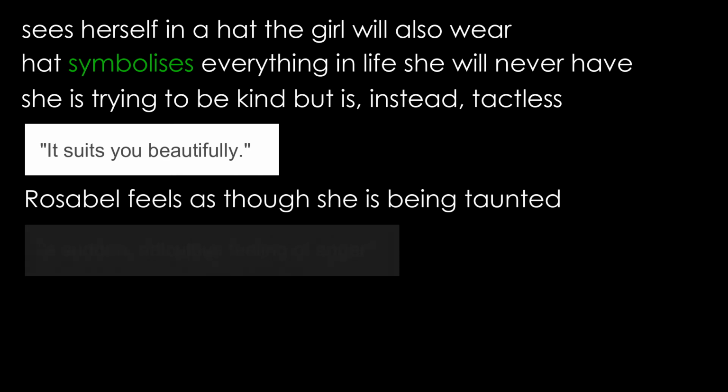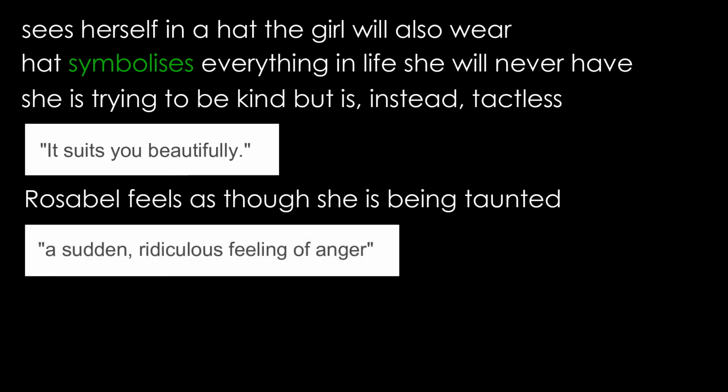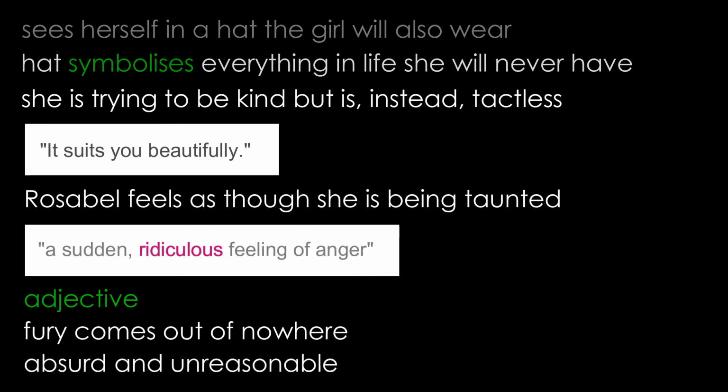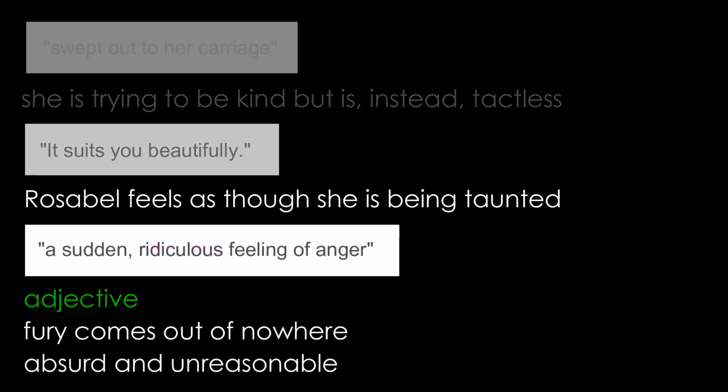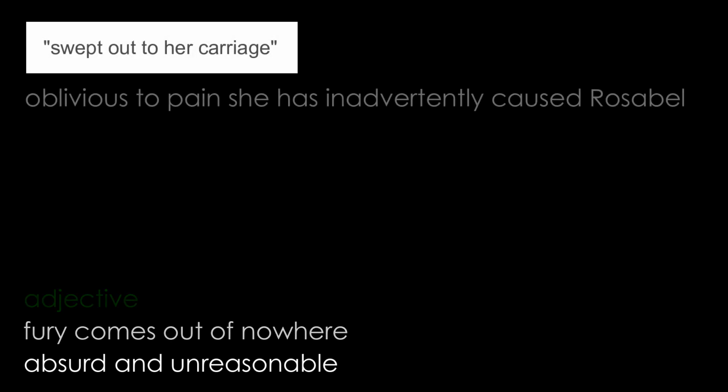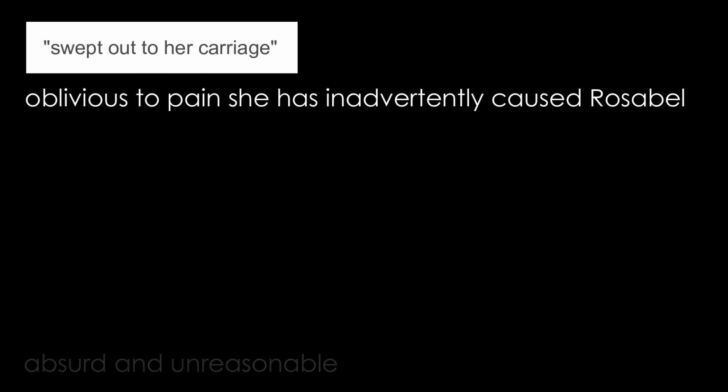This in turn triggers a "sudden, ridiculous feeling of anger" in her. The adjective "sudden" implies that this fury comes out of nowhere, and the adjective "ridiculous" suggests that even Rosabel herself realises that it is absurd and unreasonable. The way in which the girl "swept out to her carriage" clearly reveals that she is oblivious to the pain she has inadvertently caused Rosabel.